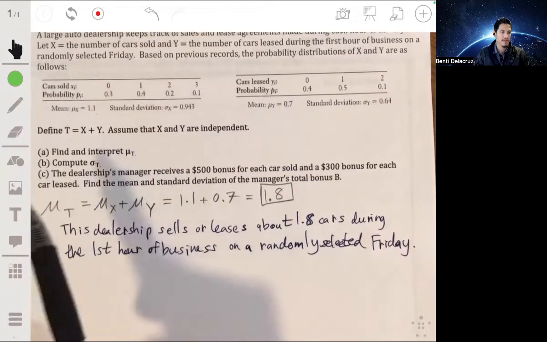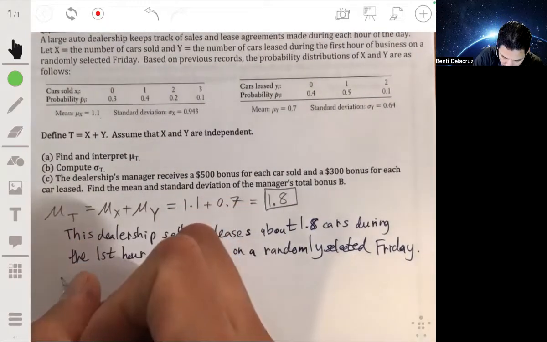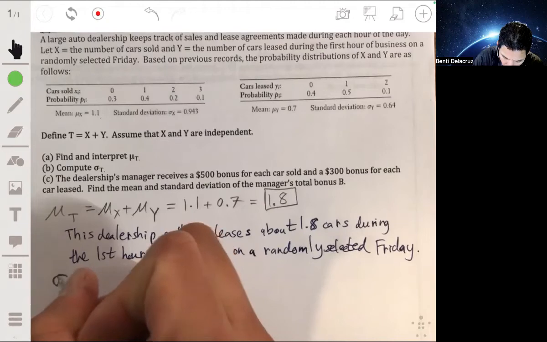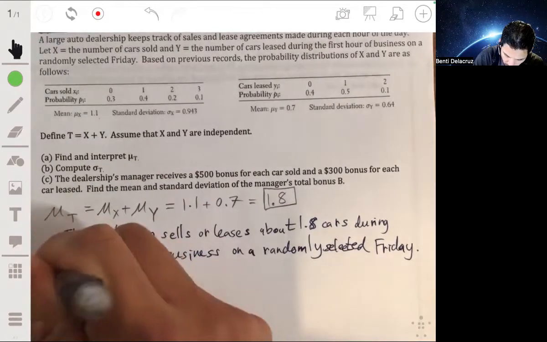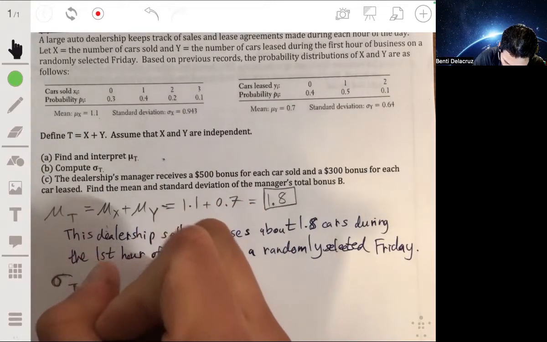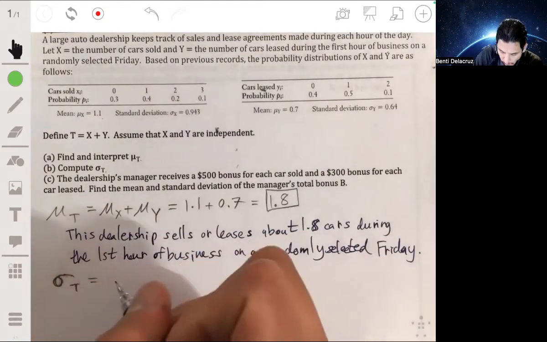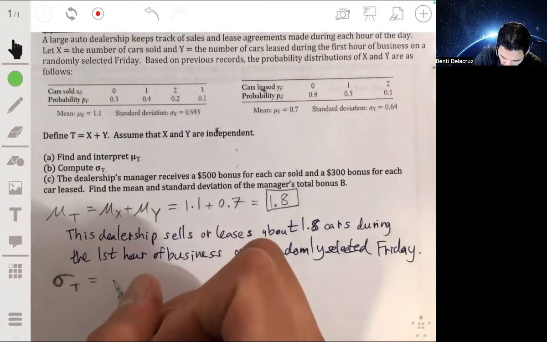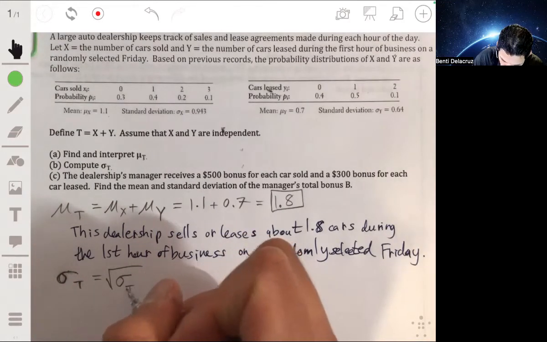Part B. Let's find the standard deviation of T, so sigma of T. We're going to first need to find the variance of T and then take the square root. Remember, the standard deviation is the square root of the variance. So we take the square root of the variance of T.